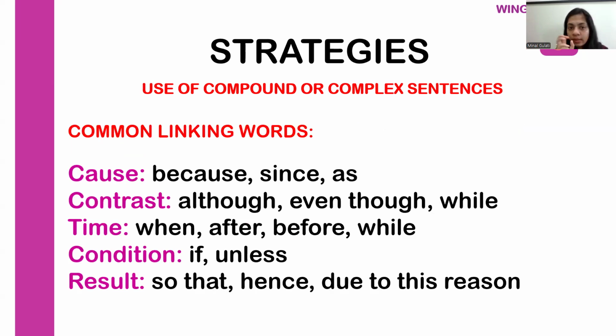So these are some common linking words that you can use: for cause, because, since, as a result; for contrast, although, even though, while; for time, when, after, before, while. If there are any conditions, if, unless; for result, hence, due to, so that. If you want to present a contrast, like one line is positive and one is negative, you can use however. If you want to give additional information, you can use furthermore, in addition to this, something like that.